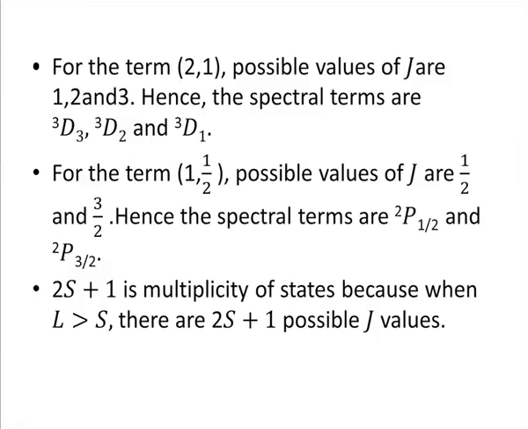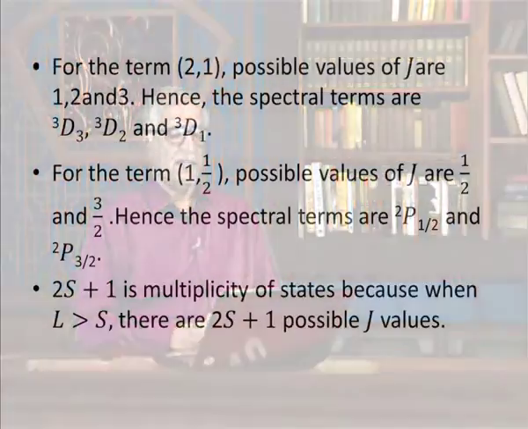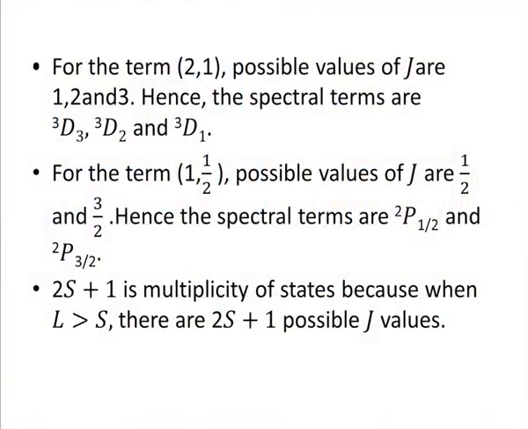For the term (2,1), possible values of J are 1, 2 and 3, which is very clear because L is 2, S is 1 and J is from L minus S to L plus S, 2 minus 1 to 2 plus 1, that means 1 to 3. Hence, the spectral terms are 3D3, 3D2 and 3D1. For the term (1, 1/2), possible values of J are 1/2 and 3/2. Hence, the spectral terms are 2P1/2 and 2P3/2.